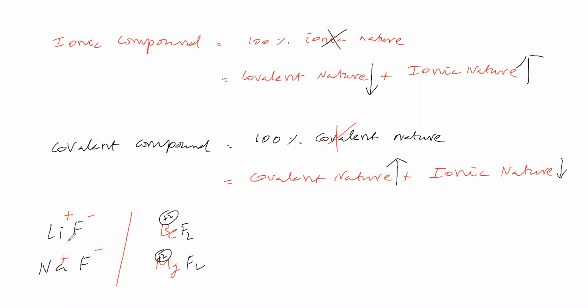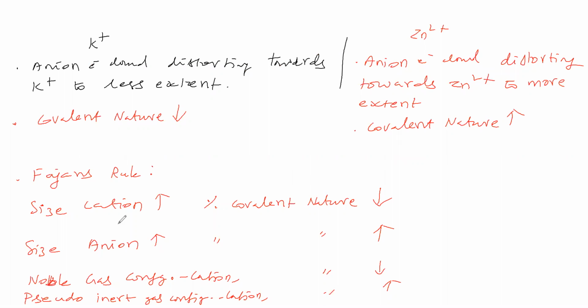Here we have to see the cation size. The Li+ cation is bigger, the Be2+ cation is smaller. Therefore, this one has lower covalent nature, and this one has higher covalent nature. In the same way, if we change the anions, we can say the same. Remember that Fajans rule means size of cation, size of anion, and noble gas or pseudo inert gas configuration. Based on this, you say the percentage of covalent nature. If the percentage of covalent nature is low, then the percentage of ionic nature will be high. This is Fajans rule.